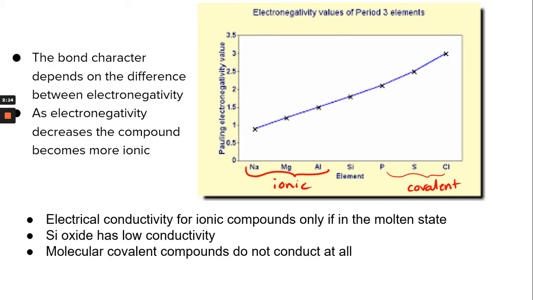All right, some other special things there. The electric conductivity, so these ionic compounds will conduct if they're in the molten state, meaning they're a liquid. Silicon dioxide has low conductivity because silicon is a metalloid, and metalloids don't conduct as well as metals. And then the molecular covalent compounds, they don't conduct at all. So as you're going across period 3, conductivity is actually decreasing since you're going from ionic to covalent.